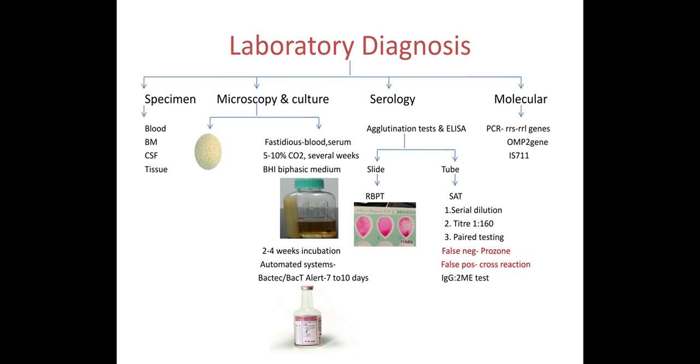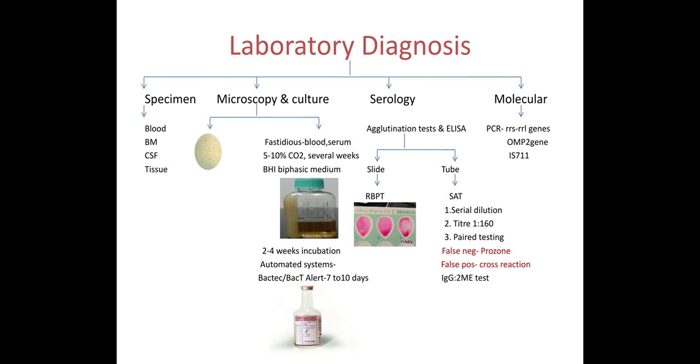So when we put it up for culture, you all know brucellae are highly fastidious. So we need to provide blood and serum and a small amount of carbon dioxide to increase their growth, and it takes several weeks, around 2 to 4 weeks for their growth. Blood is the most common sample used for diagnosis, so blood culture is the best way. And the medium used is invariably the brain heart infusion broth and agar medium, which is the biphasic medium.